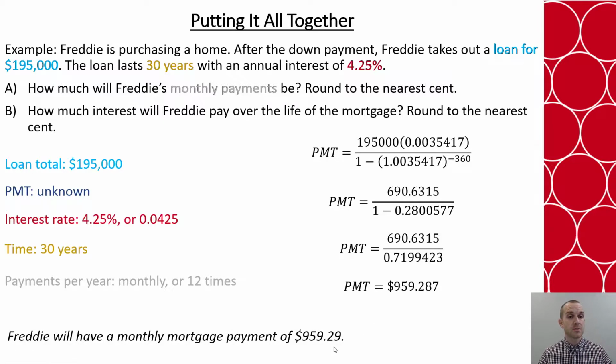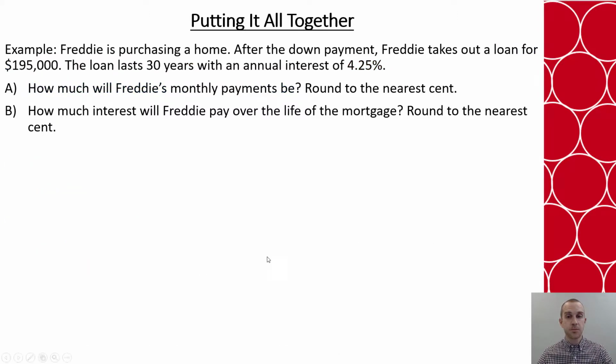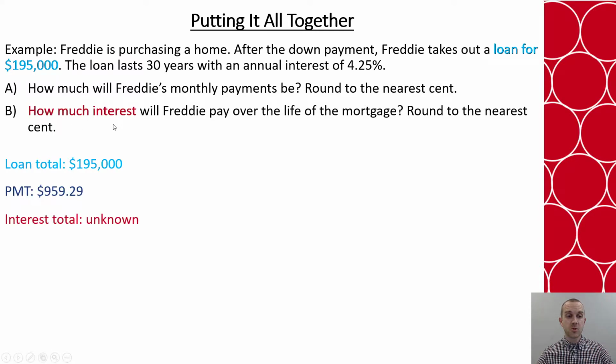Now that's the first part. The second part is about how much interest Freddie will pay. So when we're calculating that, we're going back to just how we calculated the interest for Tanya in the previous example. Again, we need to know that original amount. We need to know the payment, which we just calculated as $959.29. We need to know how much interest, which is what we're trying to determine and is unknown. But we do know it's occurring for 30 years, and these are monthly payments. So with this information, we can calculate our total interest.